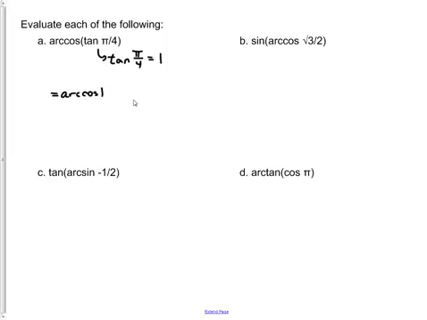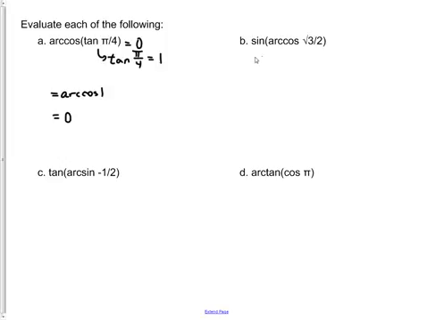of 1. So now we ask, okay, well, where is cosine equal to 1? What angle is it whose cosine is equal to 1? And if we recall from an earlier discussion, we said that arc cosine value is equal to 0. So therefore, the arc cosine of the tangent of pi over 4 will equal 0 as well.